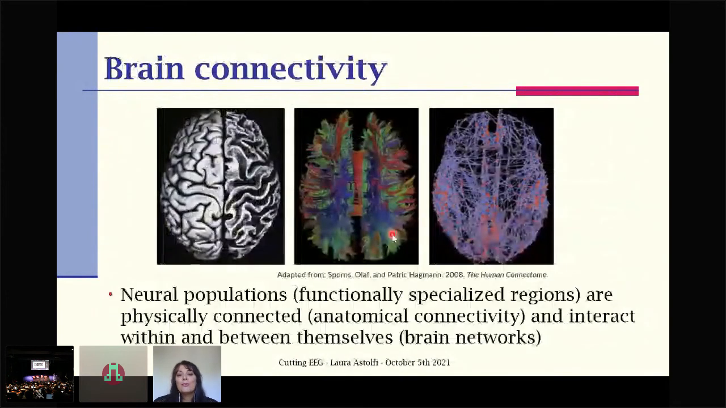You may have heard about brain connectivity, so this is just to introduce the topic. We know that neural populations are physically connected and are also functionally connected because they interact all the time during the brain functioning. So it's useful to study the brain functioning in terms of brain networks, both physical and functional networks, and the last ones can change in time with a temporal resolution, which is the same of the brain activity, so the millisecond scale.